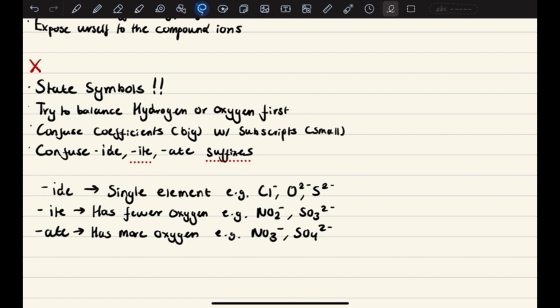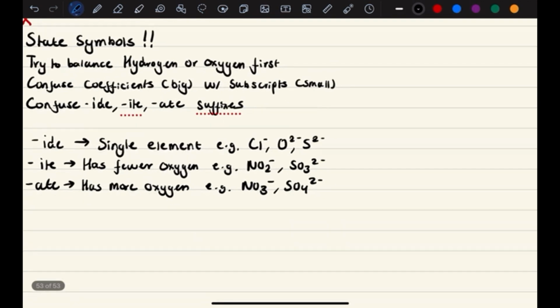And then also ides, ites, and ates. Now, these suffixes annoy me, but you do need to be aware of them. So we could put an example. We'll just do a short example here. So we can have sulfide, we can have sulfite, and we can have sulfate. And those happen to be your ions on the end. So ide just means it's the element alone. Ite means it has fewer oxygen. Ate means it has more. So you can see that, like, sulfate, SO4 2-, sulfite, SO3 2-, sulfide, S2-, right? Just be aware of that as well.